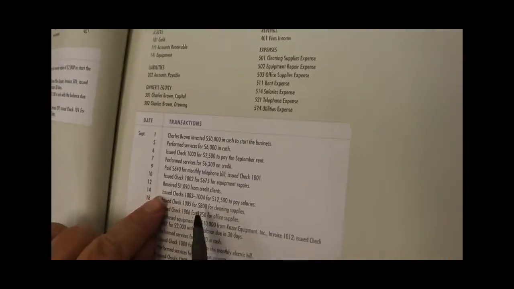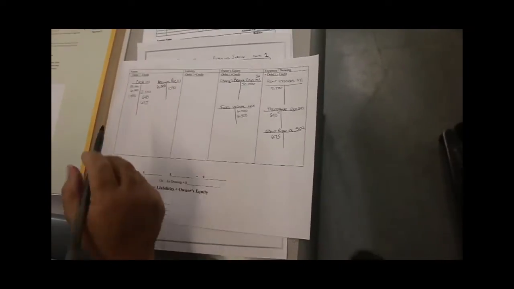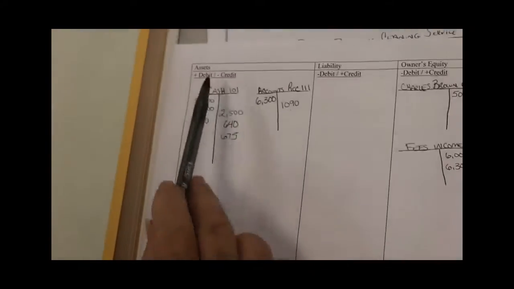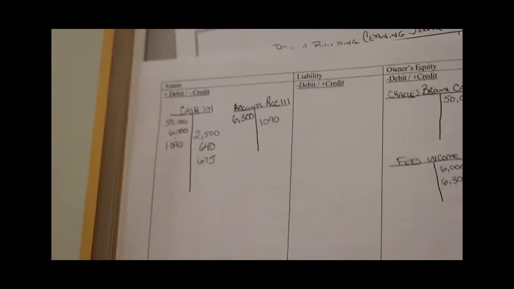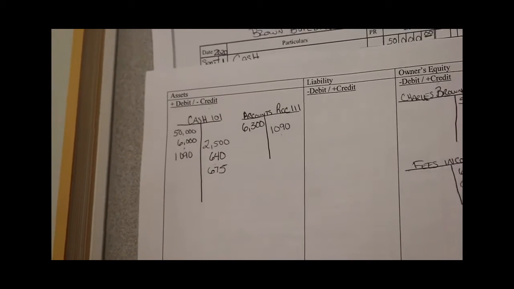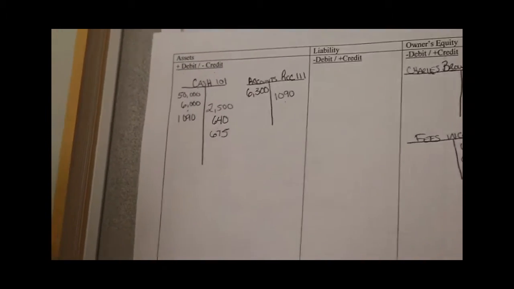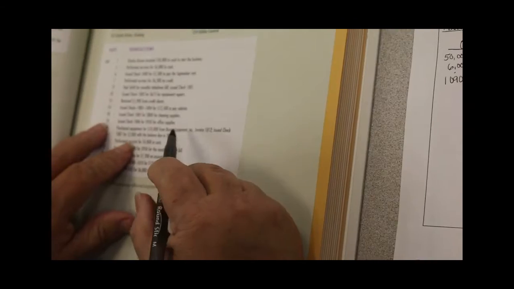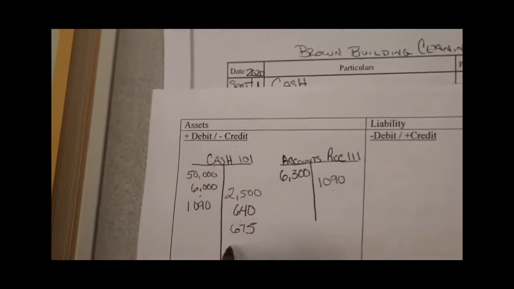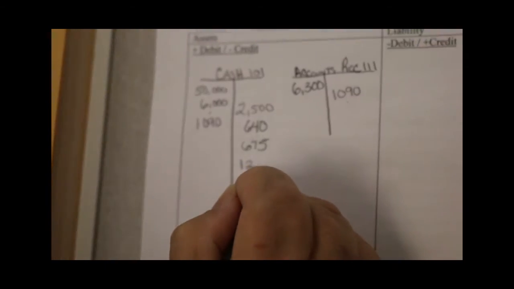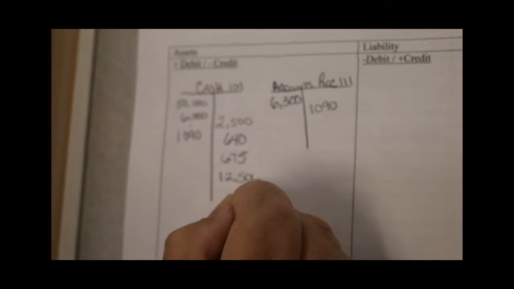Okay, so what two accounts get affected? Well, they're issuing a check, so they're going to have to pay out. So that means our cash gets increased or decreased. Well, if you said decreased, you are correct. We're decreasing our cash for $12,500. So we're going to do it over here on credit, because that's how we decrease our cash. $12,500.